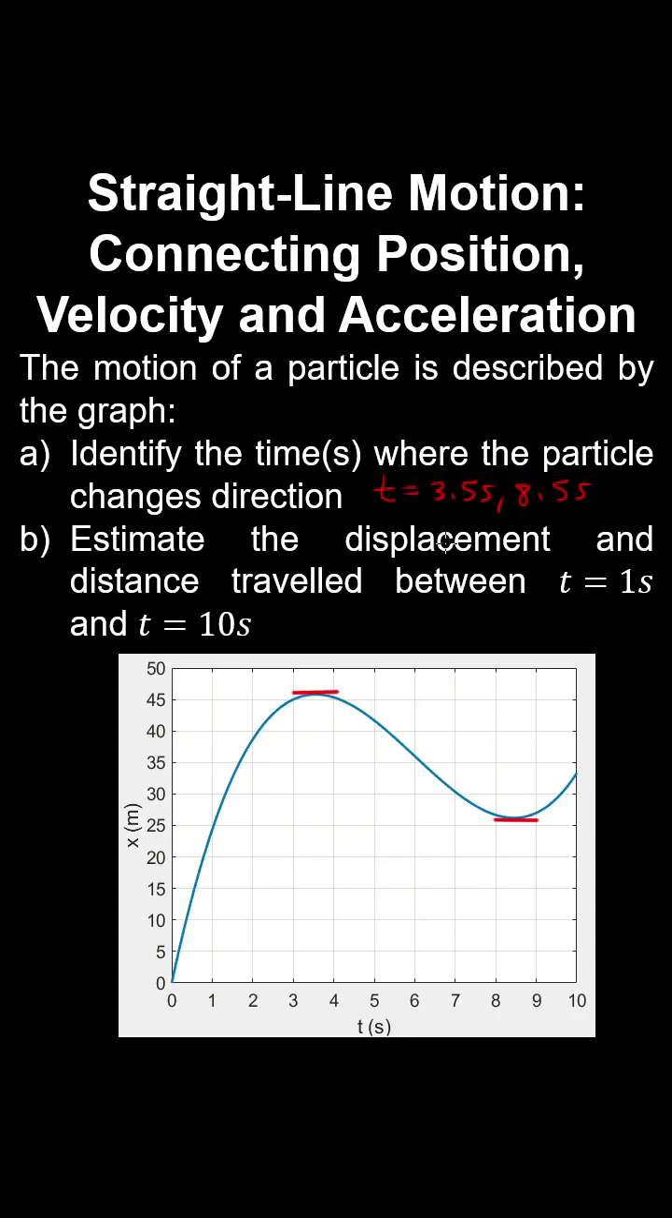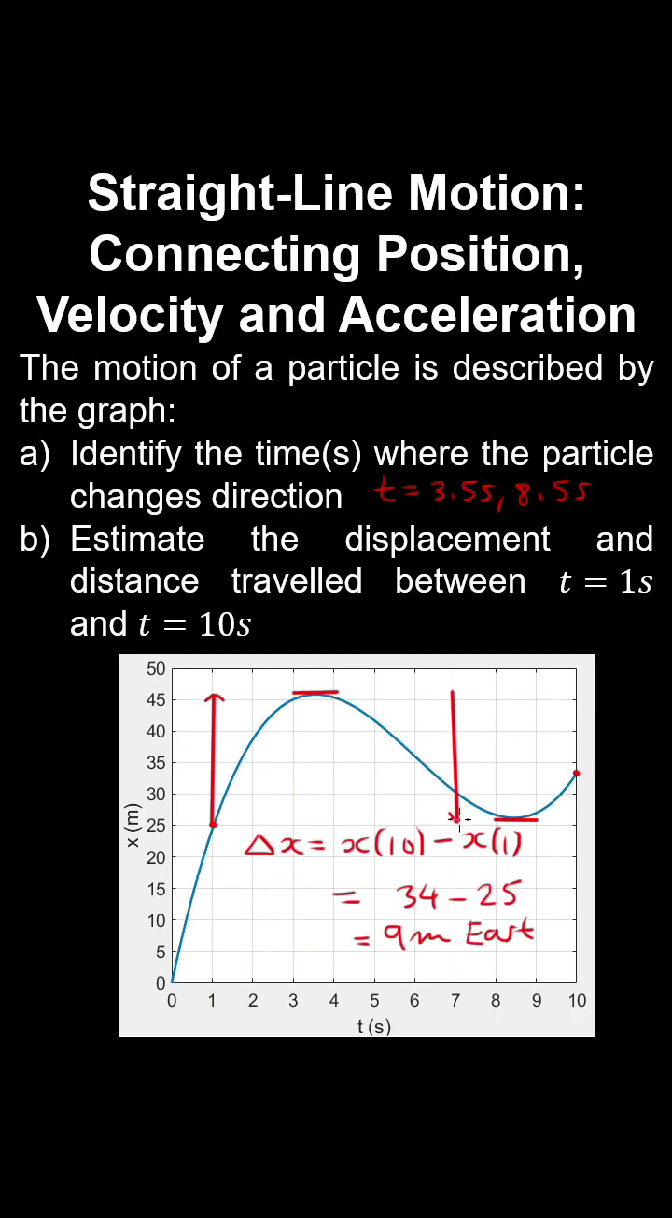Let's estimate the displacement and distance travelled between 1 and 10 seconds. So the displacement is the final position in the interval we're looking at minus the initial position. At 1 second, the initial position is 25 meters, and at 10 seconds the final position is around 34 meters. So therefore the displacement is positive, meaning that it's a vector that points east or to the right. And a distance can be obtained by visualizing the total length that the particle travels from 1 to 10 seconds. So have a go at finding the distance and post your answer in the comments.